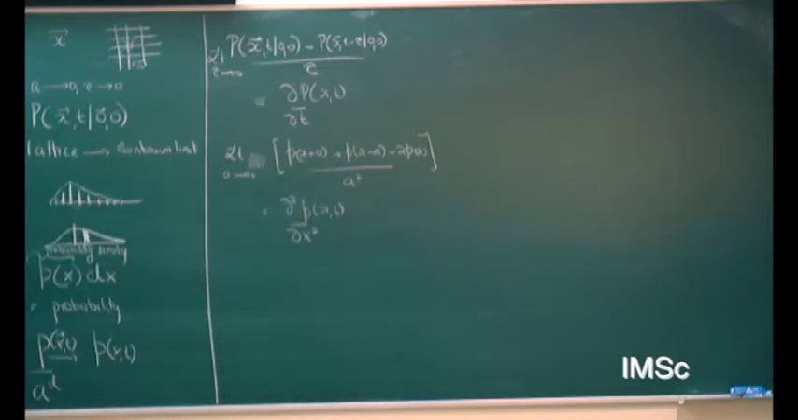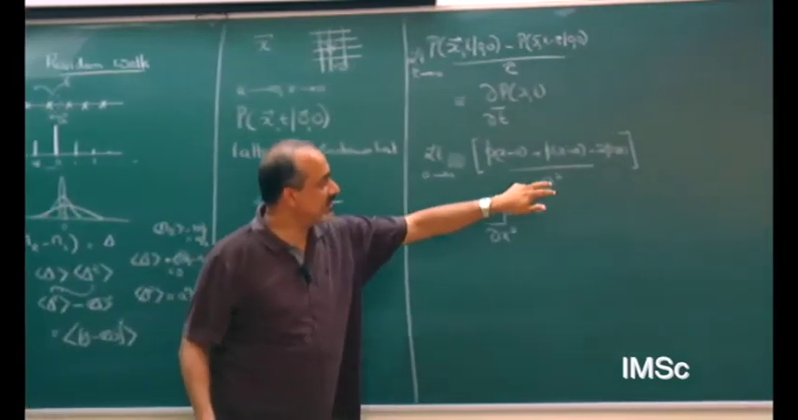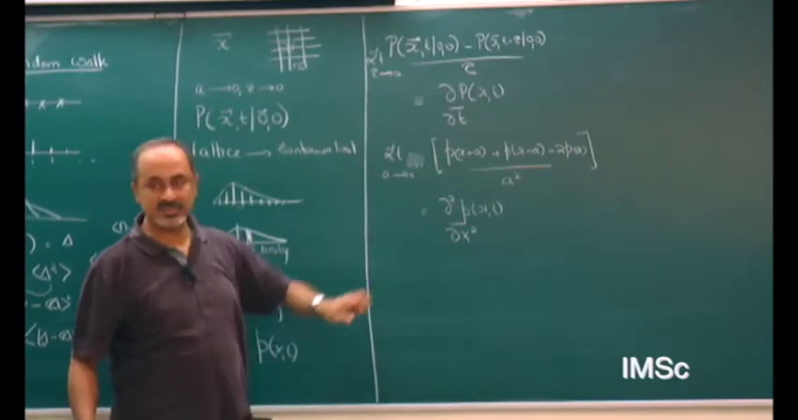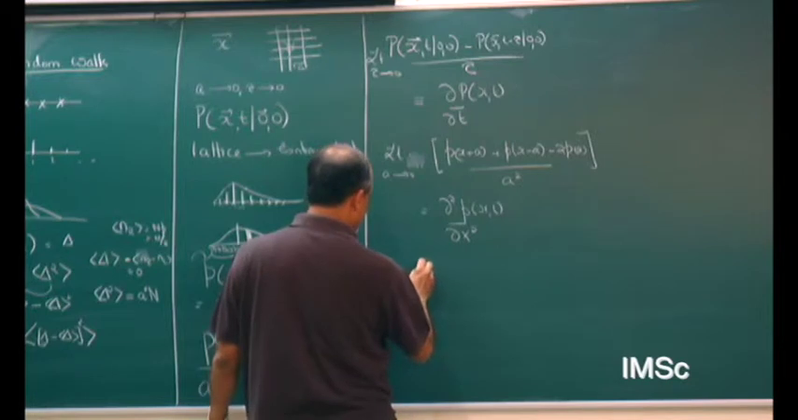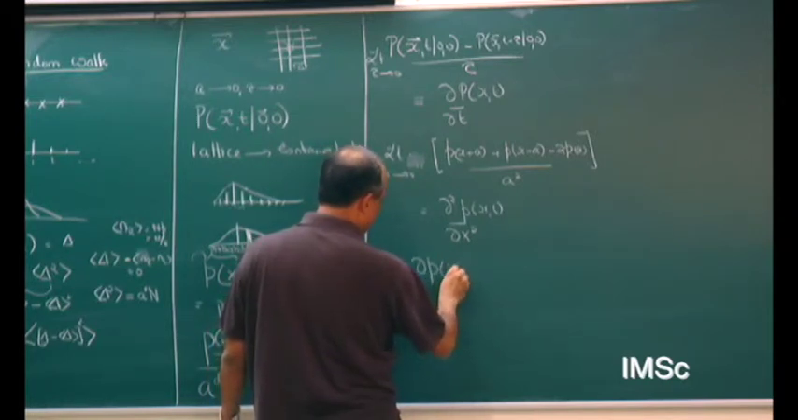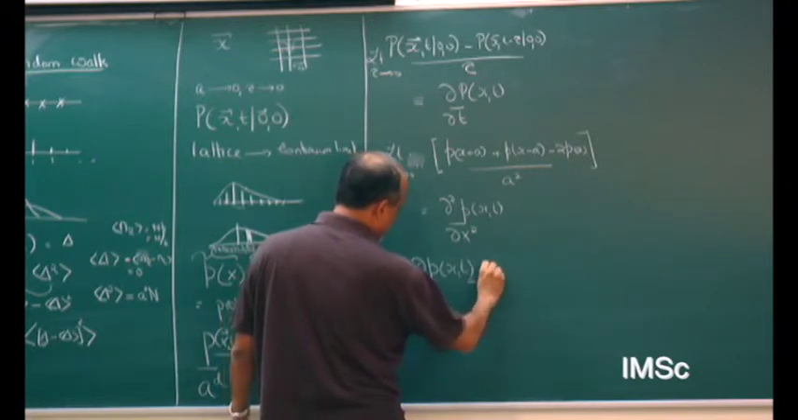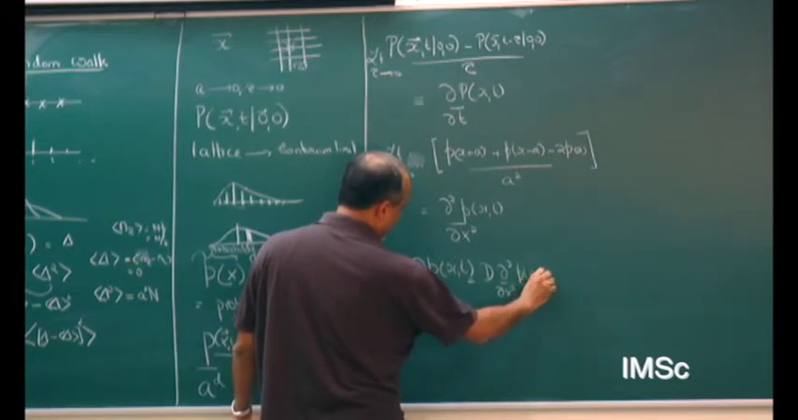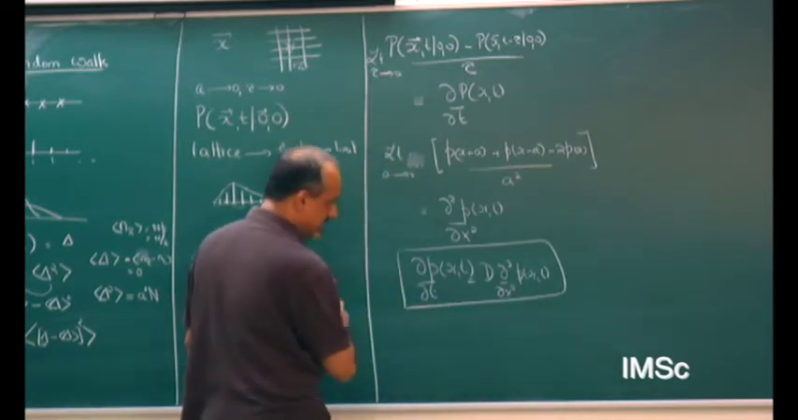This is x. Suppose I'm at x, this is x plus a, this is x minus a. I want to take the limit in which these points become very close to each other. In that limit, this particular definition gives you the second derivative. Once I do that, I have the diffusion equation: ∂p(x,t)/∂t = D ∂²/∂x² p(x,t). So this would be the one-dimensional diffusion equation.